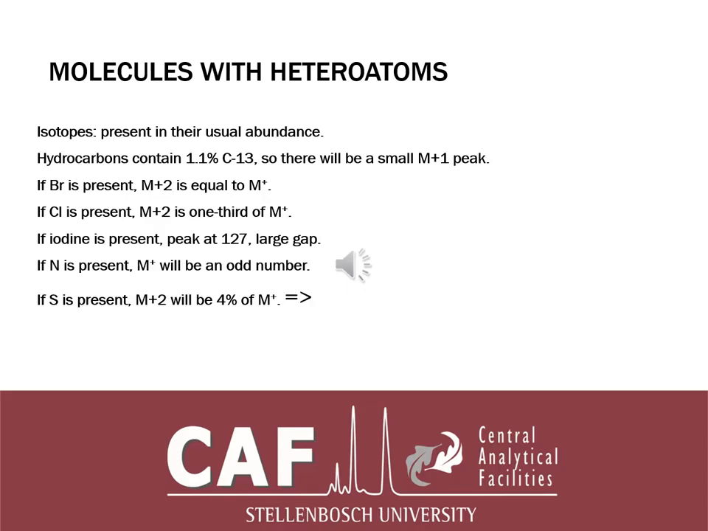When one looks at molecules with heteroatoms, your heteroatoms are elements like bromine. At the molecular ion, you'll see an M+2. It means you'll see the molecular ion plus a peak two mass units higher, and they will be of equal height. You'll see this when you do an example or two of fragmentation. Also, if chlorine is present, you'll see M+2 is one third of M. The M+2 will be slightly higher because of the chlorine. It becomes easier when one looks at the spectra on the next slide.